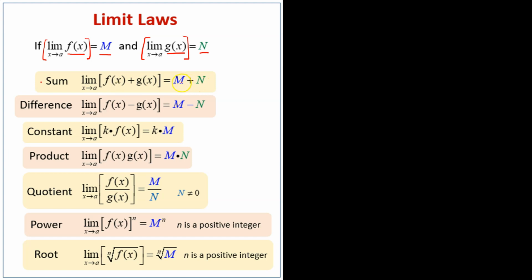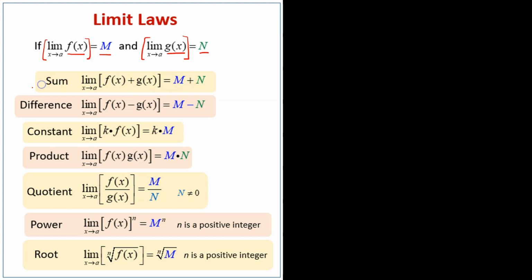Remember, m is the same thing as the limit as x approaches a of f. And n is the same thing as the limit as x approaches a of g. So we don't have to add the two functions together first. We could just add the limits together after we've computed the individual limits.